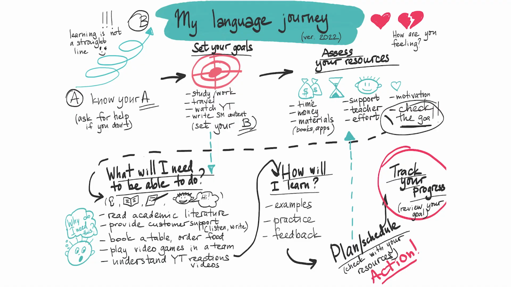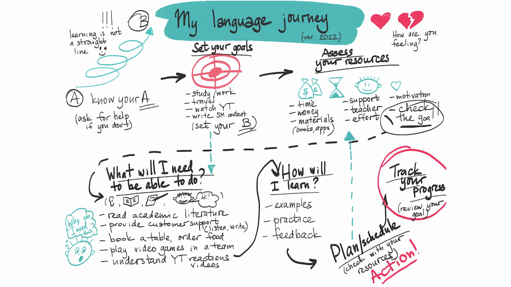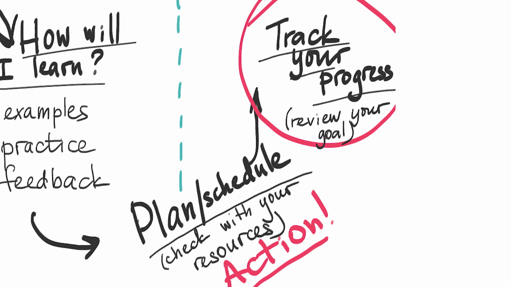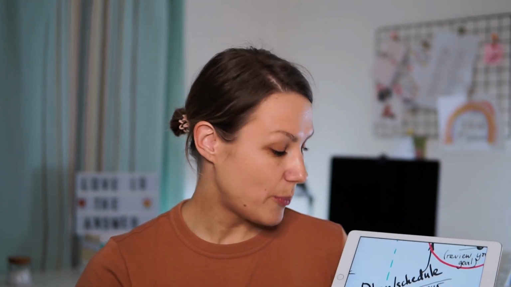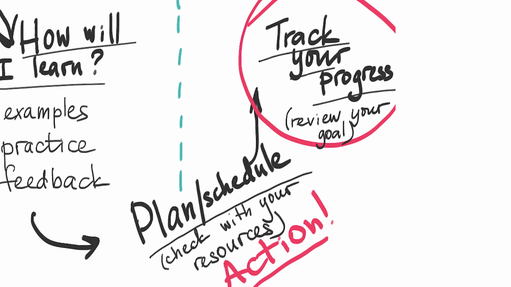Once that's done, move to planning and scheduling. Here we have a little blue arrow that takes us back to our resources. What does that mean? It means that when you plan, remember what resources you have available, how much time, how much effort. Be honest with yourself. If you're not ready to learn English every day after work, do not plan it in. It's not amongst your resources. So be careful with that. Plan and schedule according to your resources and act on your plan.